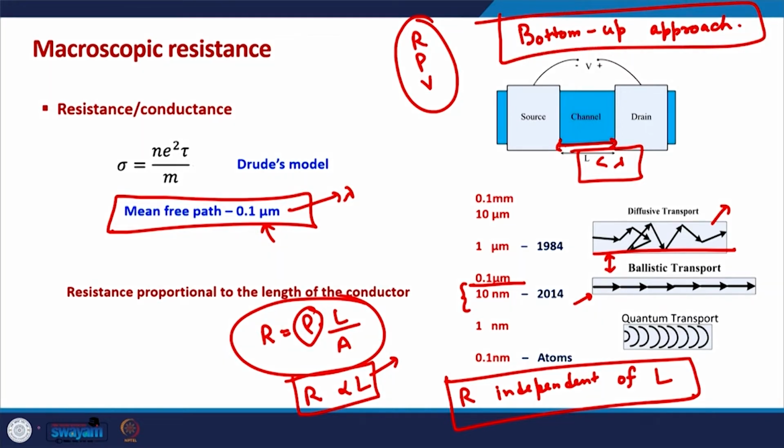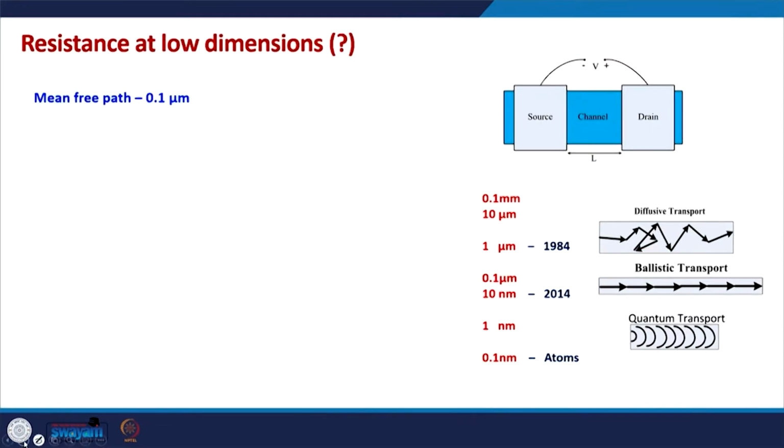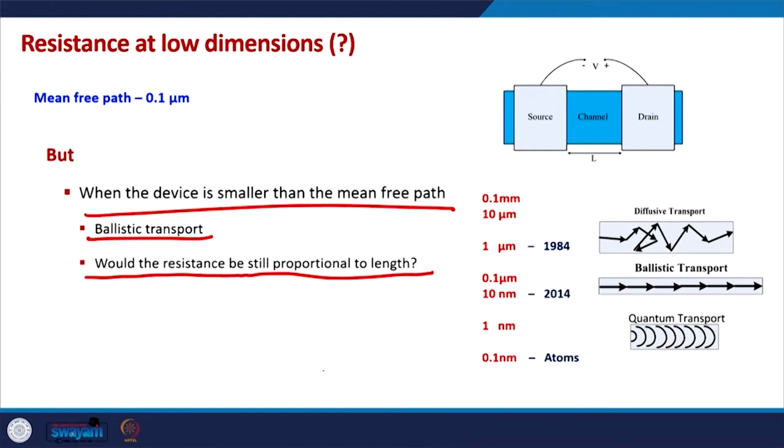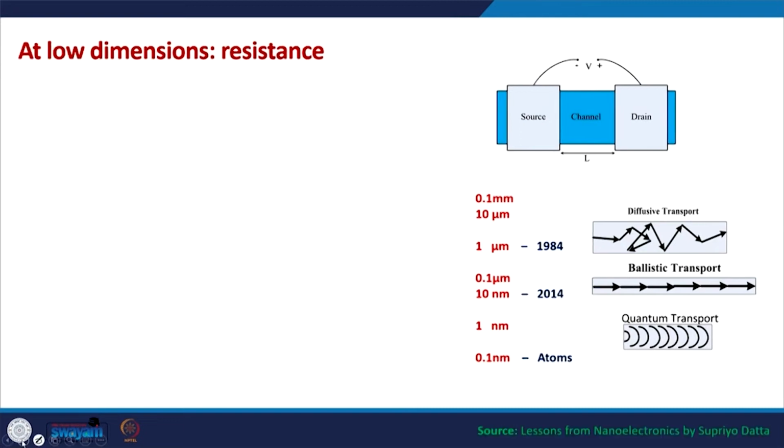And just to have a glimpse of this, when the device is smaller than the mean free path, in that case the ballistic transport, we are in the ballistic regime, and now the question arises, would the resistance still be proportional to the length? And the answer is in the negative.